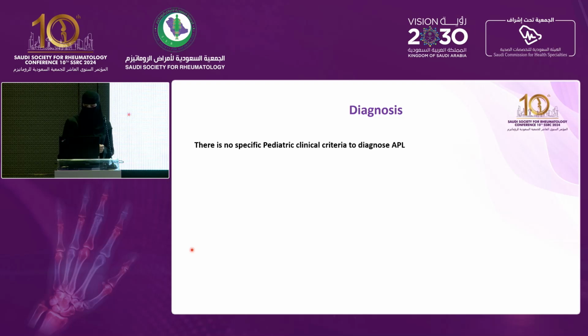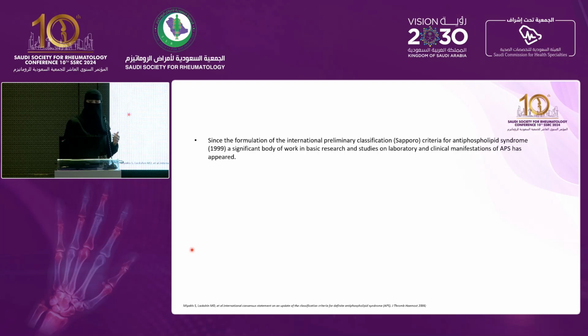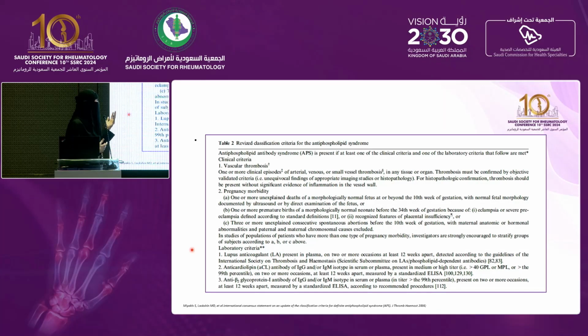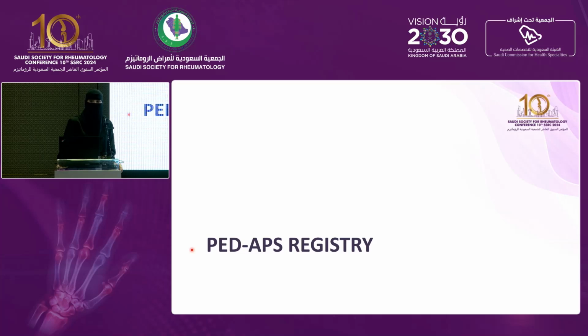There were the Sapporo criteria, which were used many years back and revised in 2006, and they come up with criteria that consist of clinical and laboratory criteria. The clinical criteria include vascular events or thrombosis in addition to pregnancy morbidity, and also laboratory testing. The patient needs to have at least one clinical and one laboratory criterion, positivity of antiphospholipid antibody, to be labeled as antiphospholipid syndrome. But this is not specific for pediatrics.